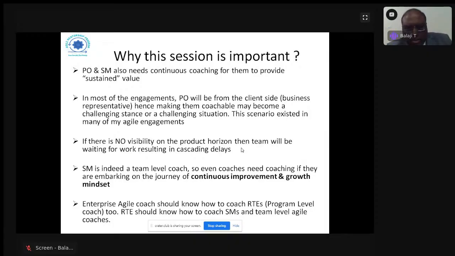The next comes: the enterprise agile coach should also know how to coach the RTEs. If you are taking SAFe as a framework, SAFe has a role called release train engineer, RTE, which you can think of as a lead Scrum Master or a program-level coach. So the RTE should also know how to coach the Scrum Masters, and for that, the RTE needs to be coached by the enterprise agile coach, right? So this is the context around the session.